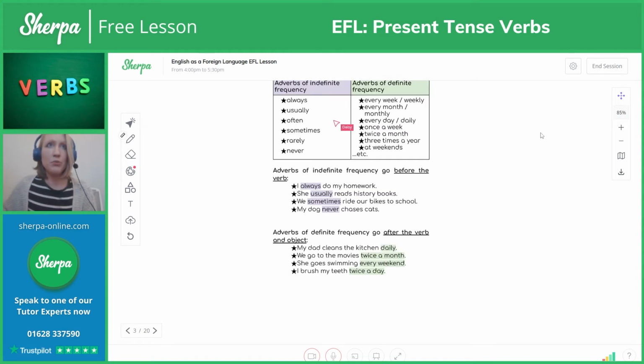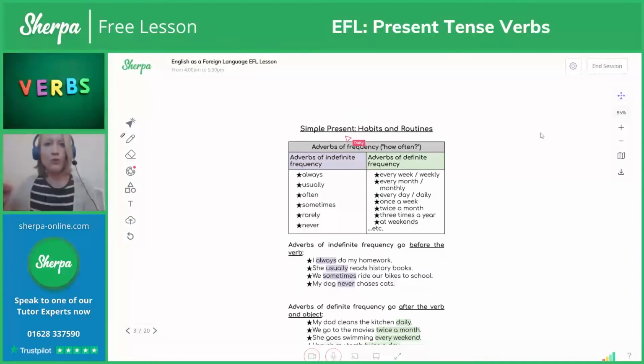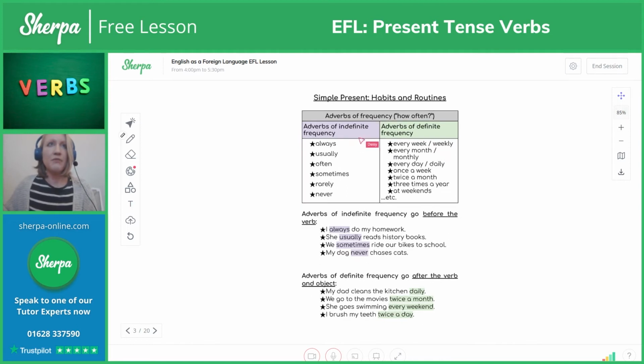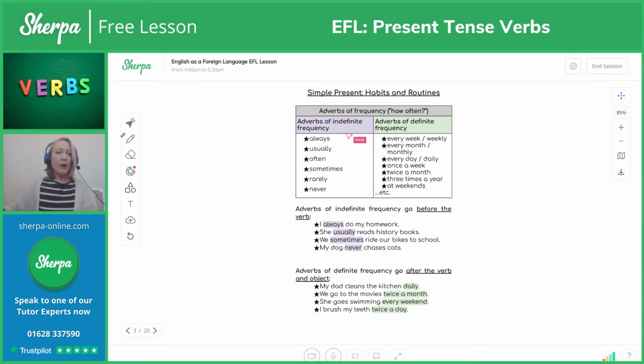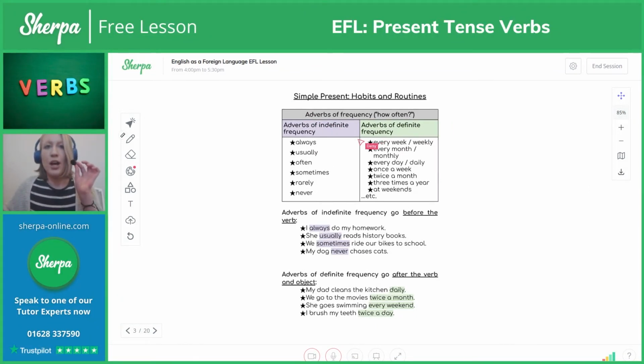Another way we use the simple present is to talk about habits and routines. So things that we often do, usually do every day, things that we do regularly in our lives. So when we talk about habits and routines, we often use adverbs of frequency. Adverbs of frequency answer the question, how often?